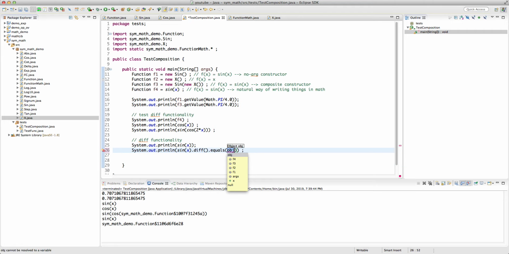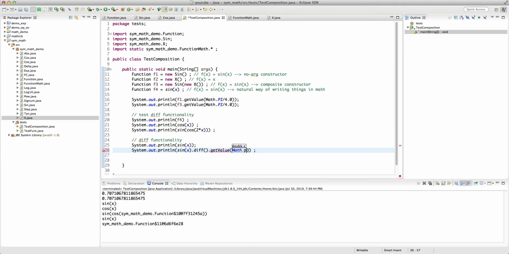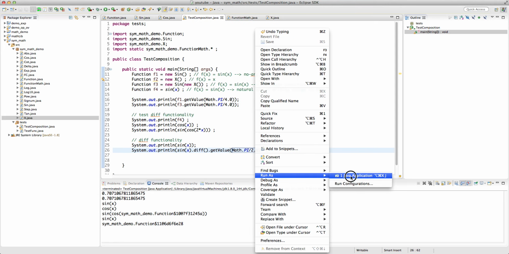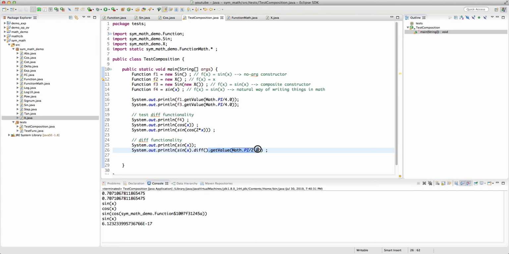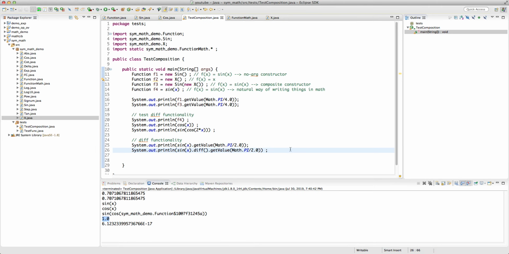But for now, to make sure that this is correct, we can get the value at math.pi over 2, and cosine at pi over 2 should be 0. Okay, and the sine at pi over 2 is 1. Yes. And then what happens if we have, for example, sine of x diff? What we should get is cosine of x times cosine of sine of x.